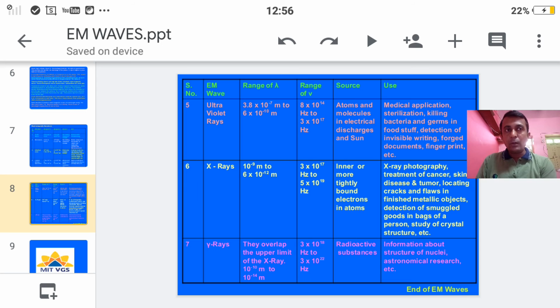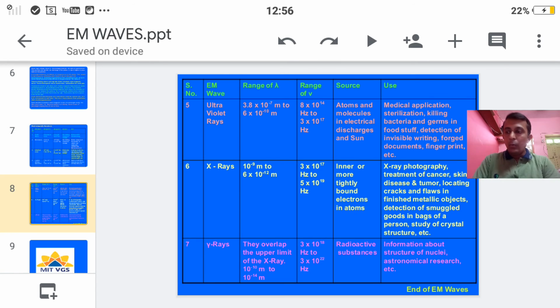Students, one more thing, we talk about the energy. Energy of ultraviolet ray lies between 2 × 10^3 electron volt to 3 electron volts. Mark my words. Okay, what is the source? Atoms and molecules in electrical discharges. When electrical discharge is done, ultraviolet rays are produced, or by ionizing the gases you can produce ultraviolet rays. Then also by spark or sun lamp we can produce ultraviolet rays.